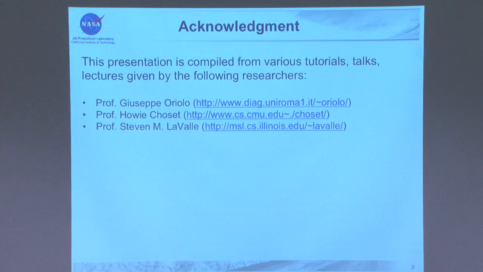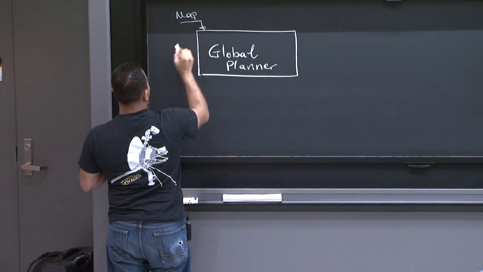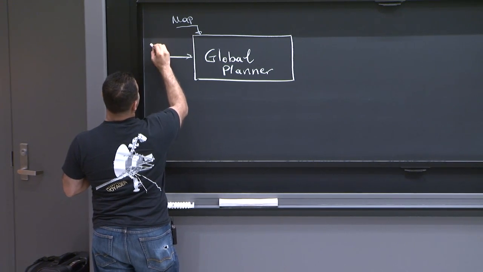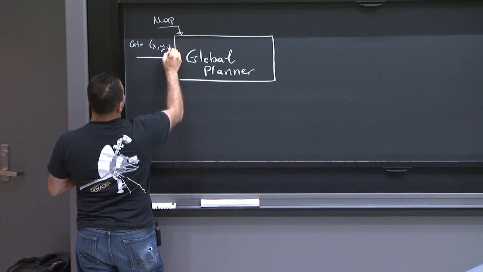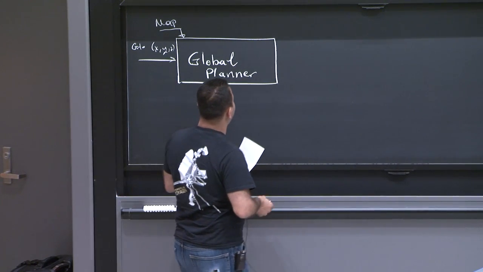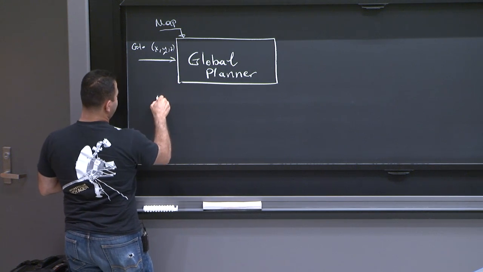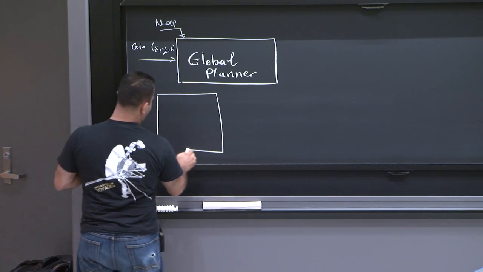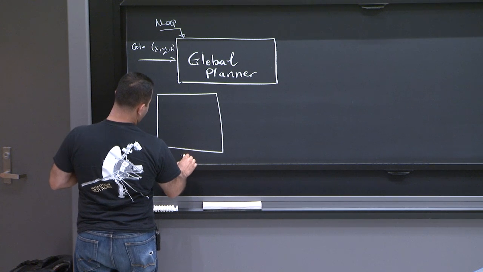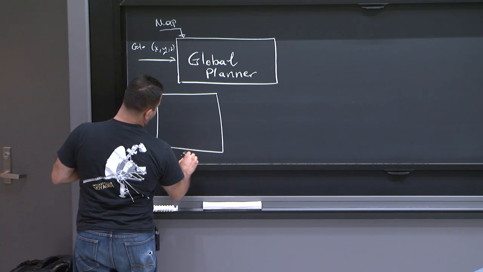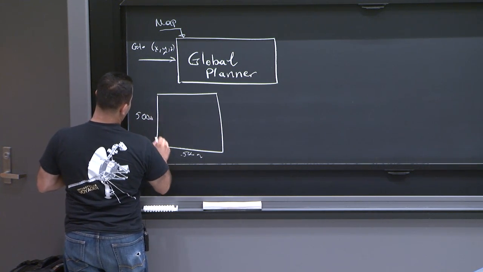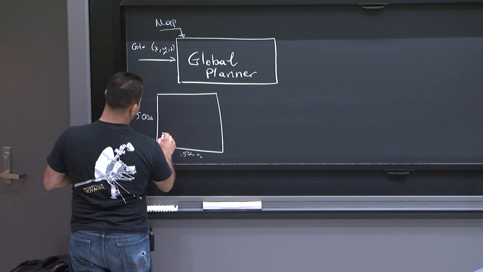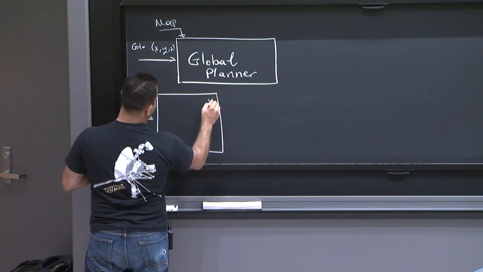So this is the global planner, and it has some map information, and users send some commands to go to X, Y, or Z, some very far away point. In this block, we have a big map, let's say 500 meters by 500, and our vehicle is here, and maybe it's commanded to go here.